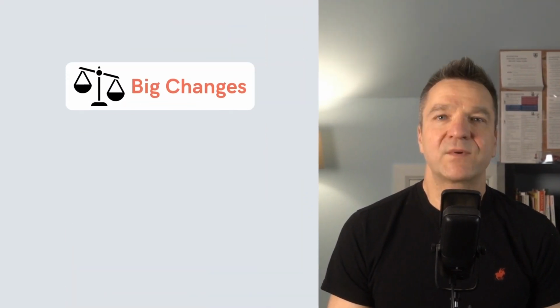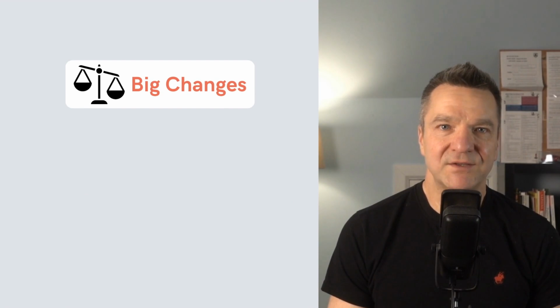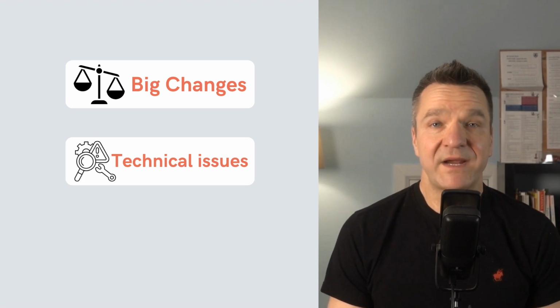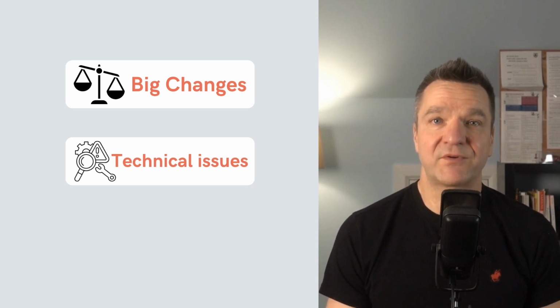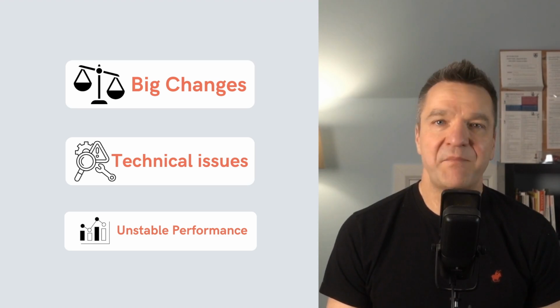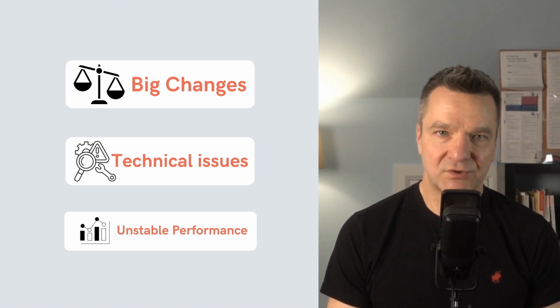When do I use manual bidding? Big changes, like when switching from a slow sales season to a busy one. Technical issues. If my conversion tracking breaks, I might need to switch to manual bidding temporarily. Unstable performance. If my sales are all over the place, manual bidding can give me more control. Don't try to manually manage bids for thousands of products. It's best for specific situations, not overall management.